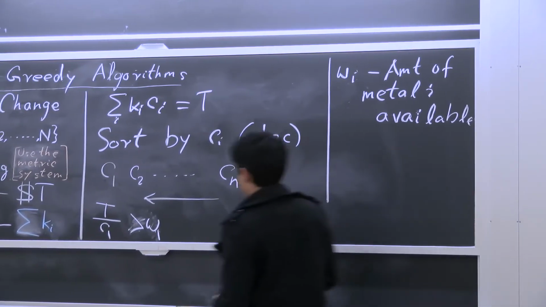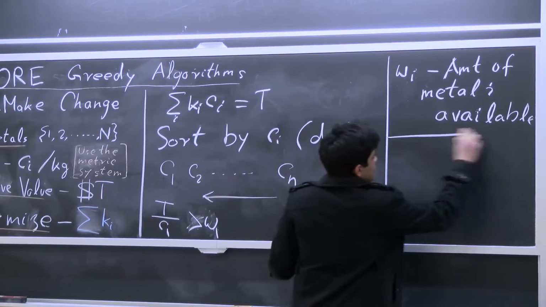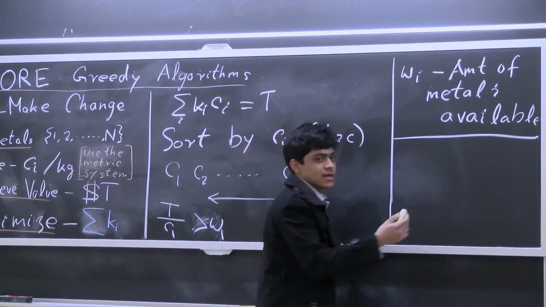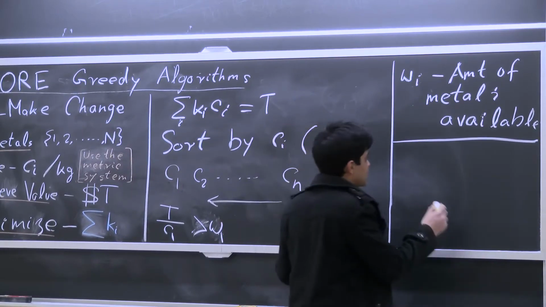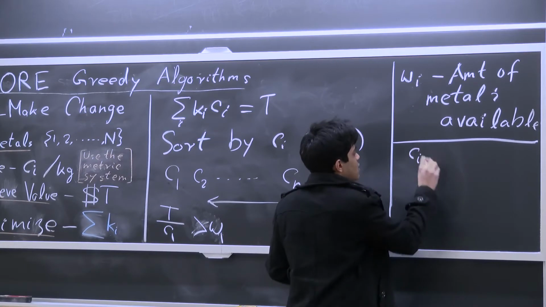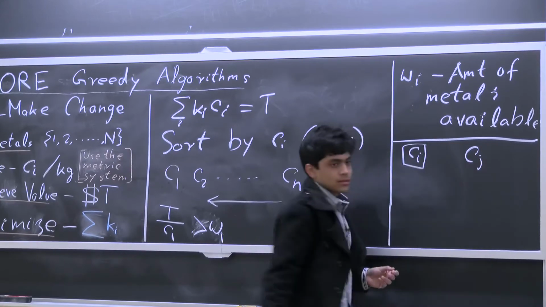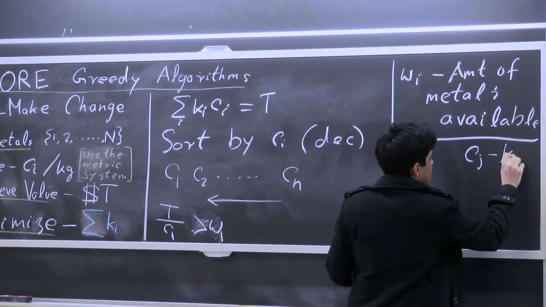Let's actually do a formal proof of that. How you go about proving this is with an exchange argument. Let's say you're not using the most expensive metal you have at this point. Let's say your most expensive metal has cost Ci, but instead you decide to use Cj. Let's say you decide to use some Kj amount of Cj.